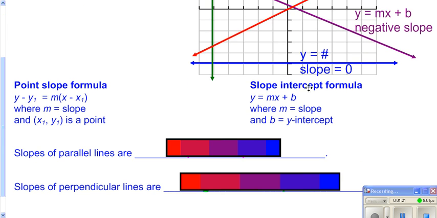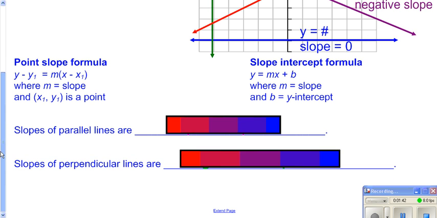Now, the y equals mx plus b is your slope-intercept form where m is your slope again and b is your y-intercept. We'll also be using your point slope formula quite a bit. Once again, m is still your slope. Your point is your x1, y1, and you could just plug that in once you were given that.